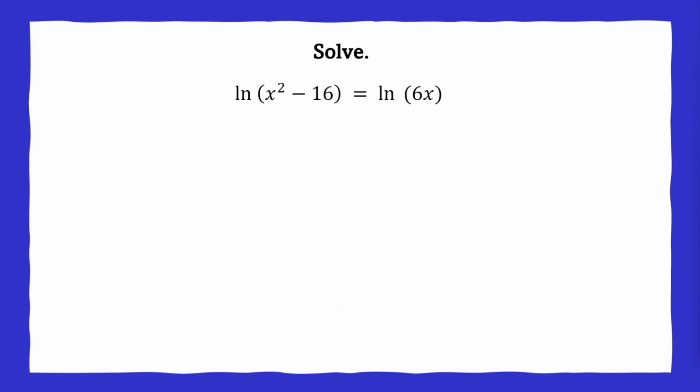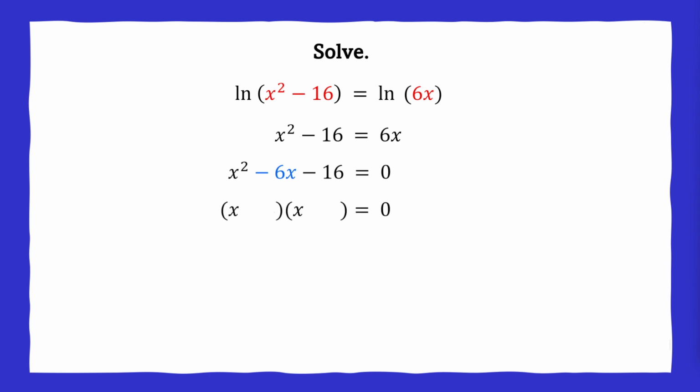Here's a natural log equation. Since the natural log expressions on both sides are equal, the arguments must be the same. Set the arguments equal to each other. Move all the terms to one side by subtracting 6x from both sides. Now we have a quadratic equation.